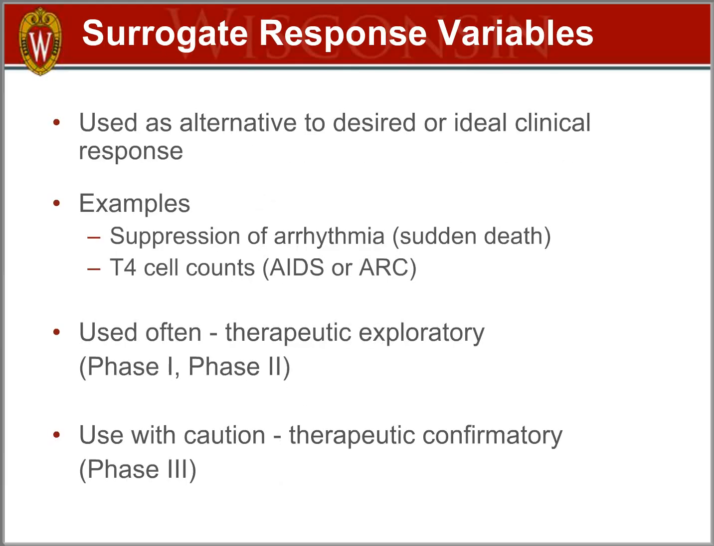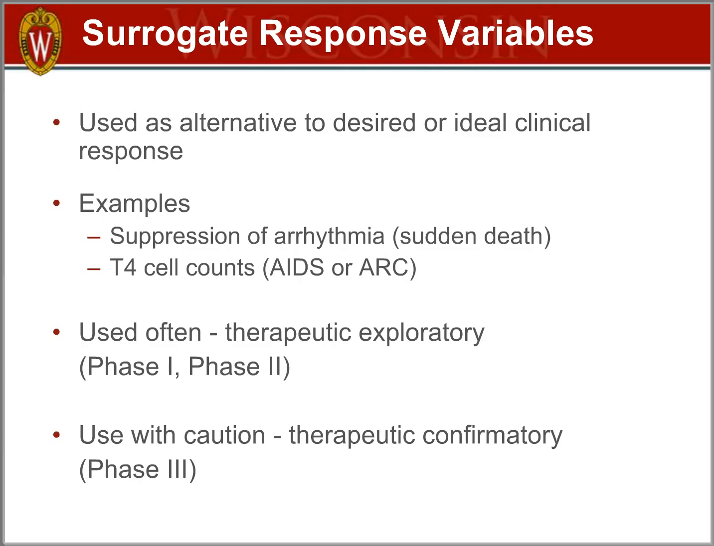One of the issues that is still debated is how do we use a substitute response variable for the ideal one? Examples of this might be, can we depend on the suppression of an arrhythmia to be an indicator of a therapy working when what we really want to do is prevent sudden death? We know that arrhythmias are associated with increase in sudden death. In AIDS studies, we sometimes debated the use of T4 cell counts, measures of the immune system, as indicators of whether the therapy worked in reducing morbidity from AIDS or progression to AIDS.